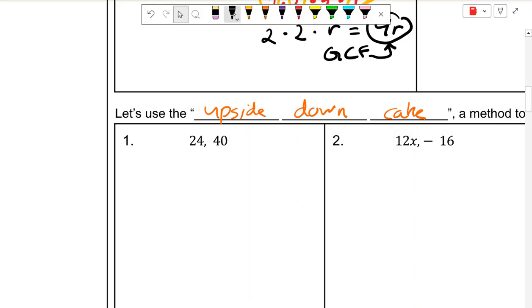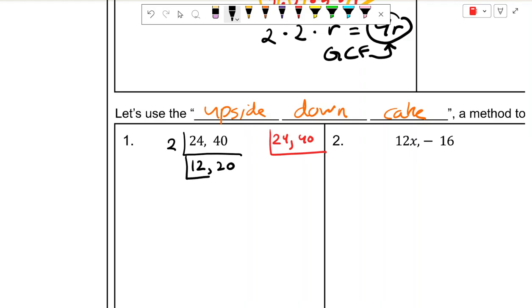So first, draw your upside down division bar. And then you got to think, what are some common factors of both 24 and 40? Now I'm going to show you this in 2 different ways. So right next door, I'll write 24 and 40 with another cake right here. Now you could go the slow and tedious way of finding the smallest factors that go in, like 2. Well, 2 goes into 24 12 times, and 2 goes into 40 20 times.